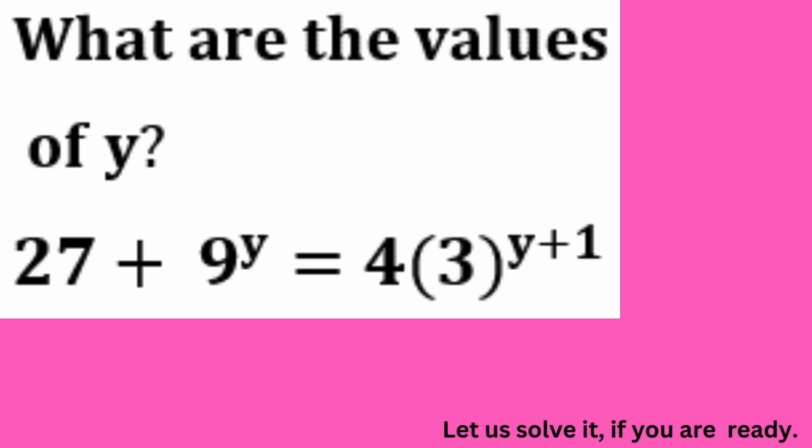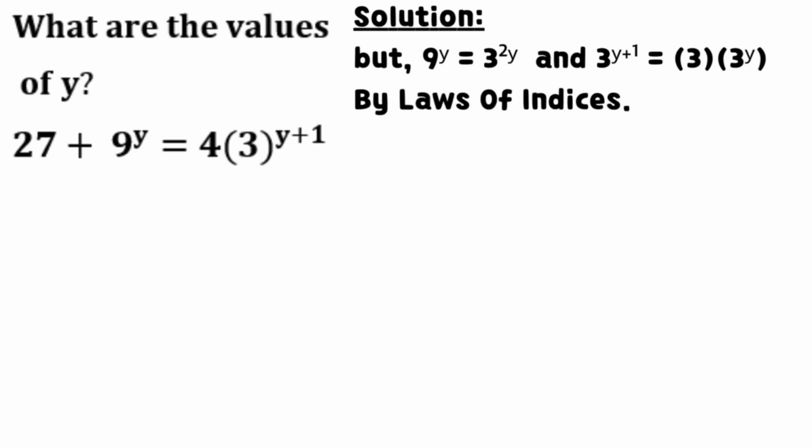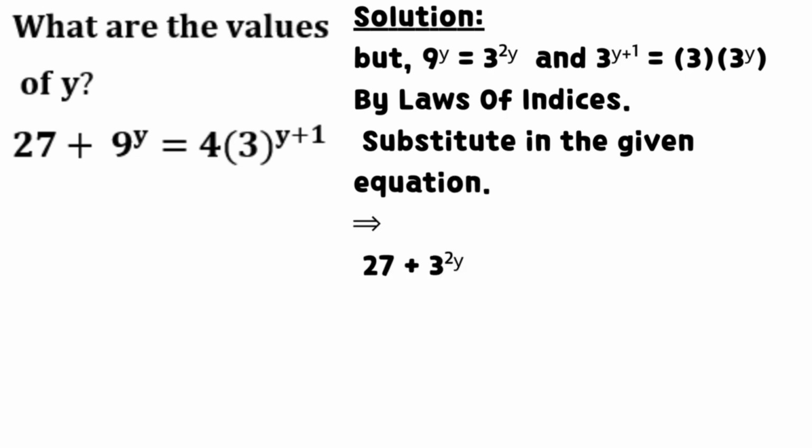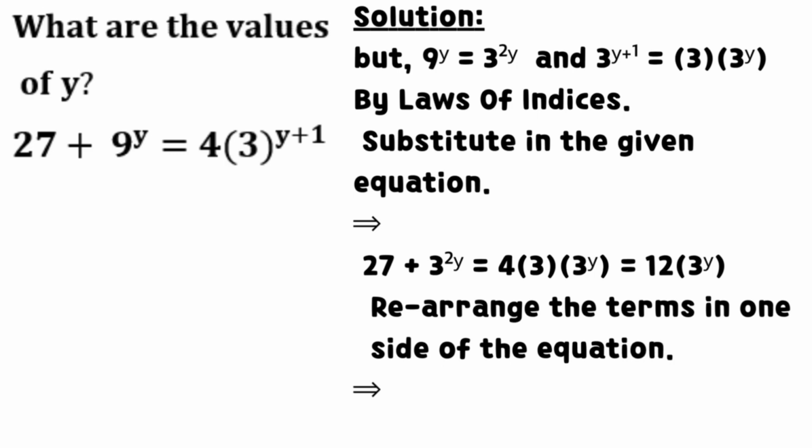What are the values of y from the given exponential equation? But 9 to the power of y equals 3 to the power of 2 times y. Also, 3 to the power of the sum of y and 1 equals the product of 3 and 3 to the power of y. By laws of indices, substitute in the given equation. This implies that the sum of 27 and 3 to the power of 2 times y equals the product of 12 and 3 to the power of y.